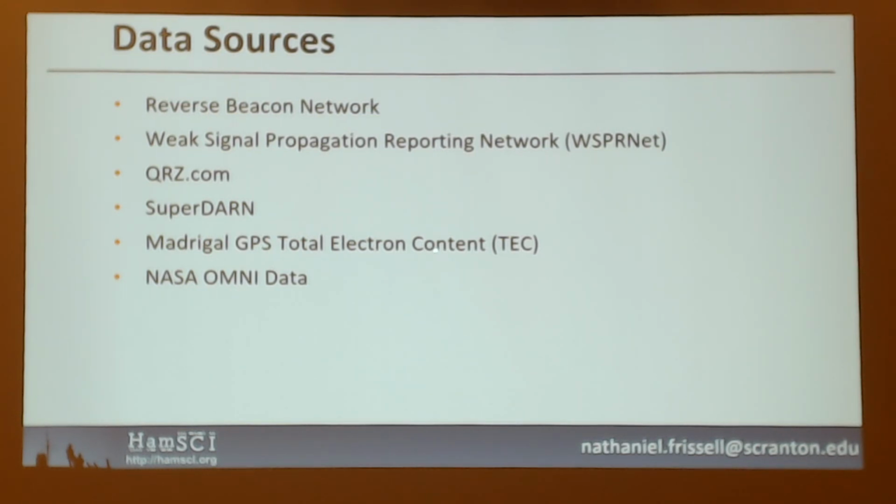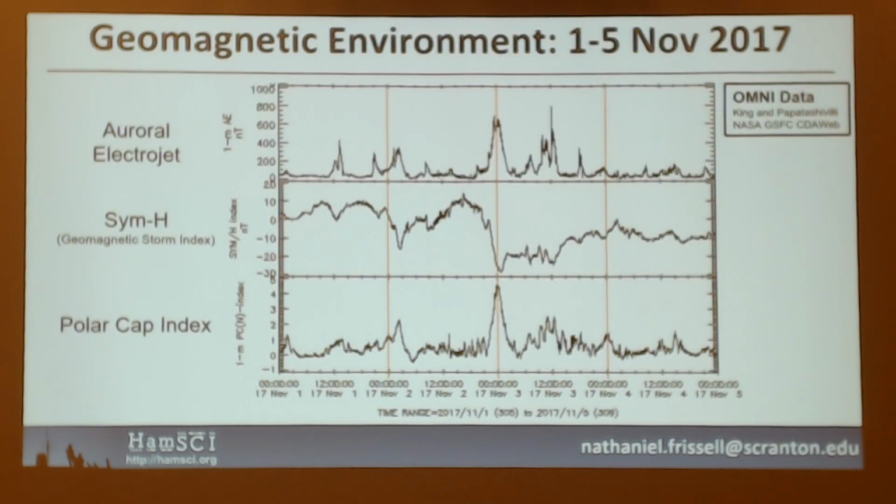And this is the same sort of data that they were talking about, where you can see ionospheric variations by using the two different frequencies in a received GPS signal. And then also the NASA Omni data to give me information about the geomagnetic environment at a particular time. So I started to try and find some of these signals.